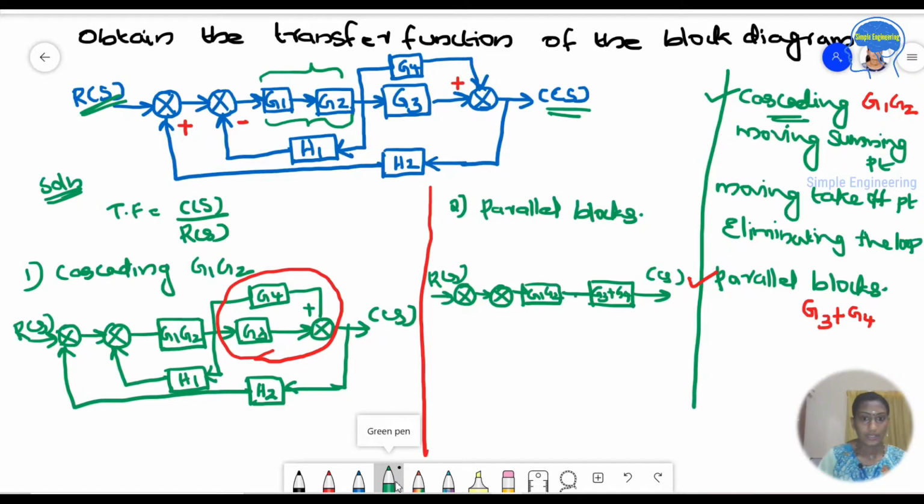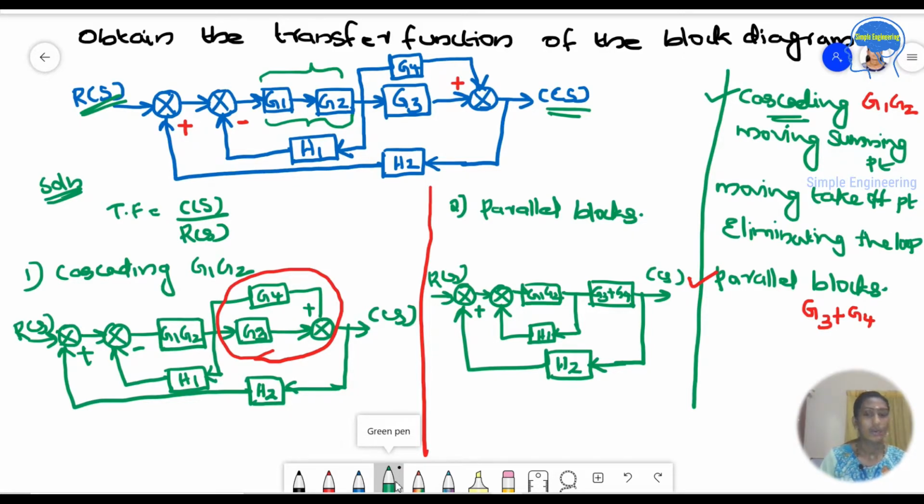Then here you have H1, rest everything is the same. Here you have H2, which is coming from here. So now this is our block. The signs you should take care of, what is coming over here. Here it was positive, so G3 and G4 we combined over here.